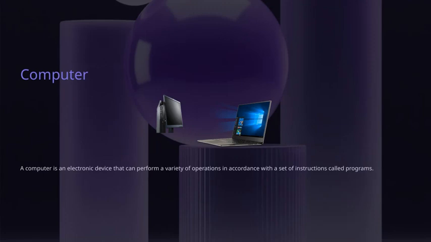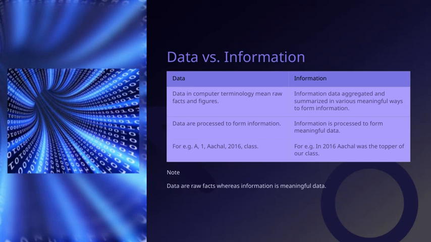A computer is an electronic device that many of us use daily, but what exactly does it do? Well, at its core, a computer can perform a wide range of operations. These operations are guided by a set of instructions known as programs. Think of programs as the computer's way of understanding what tasks to perform. This ability to follow instructions precisely is what makes computers so powerful and versatile. Throughout this presentation, we'll see how this fundamental concept of computers underpins many of the technologies we rely on every day. Let's take a closer look at the table comparing data and information.